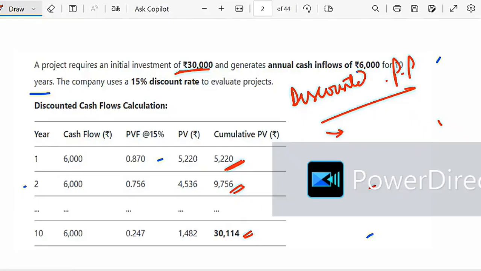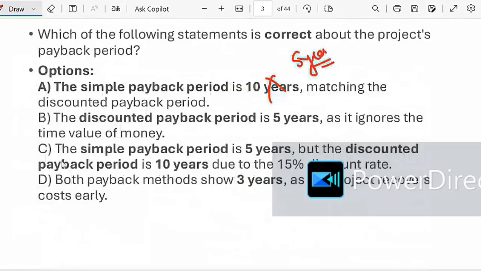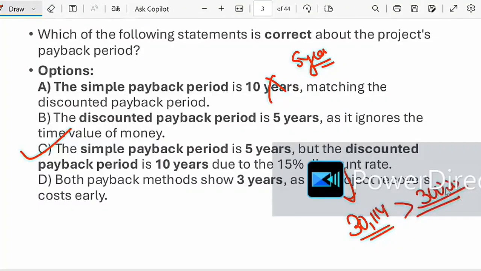10 years. Very good. It is taking 10 years. As you can see, in the 10th year, our cumulative PV is 30,114. So the correct answer to this question is option C, because after the 10th year, the cumulative PV is 30,114, which exceeds the 30,000, the initial investment. So it takes about 10 years to fully recover the amount. Exactly, it is not 10 years, it is 10 point something, but we can call it 10 years. So simple payback period is 5 years and discounted payback is 10 years.